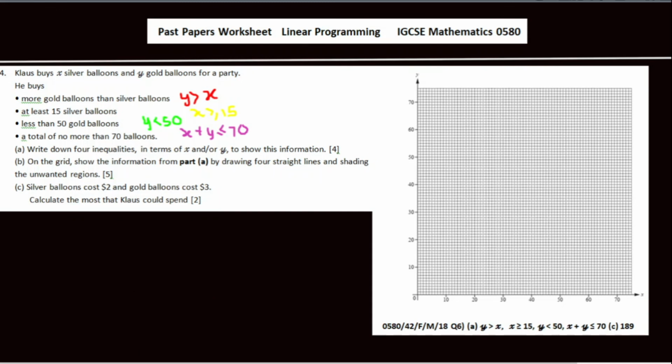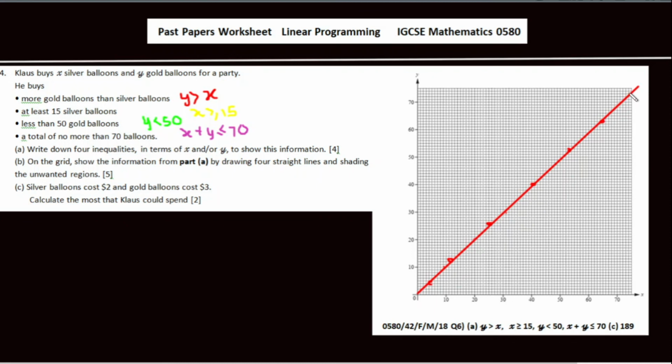Okay, so plotting these lines, Y equals X is the first line, so it's roughly going to be a line passing through 0, 0, 10, 10, 20, 20, 30, 30. So it's not going to be a very accurate sketch again. So something like this. And it's supposed to be a dotted line since it's less than and not less than or equal to. So dotted line.